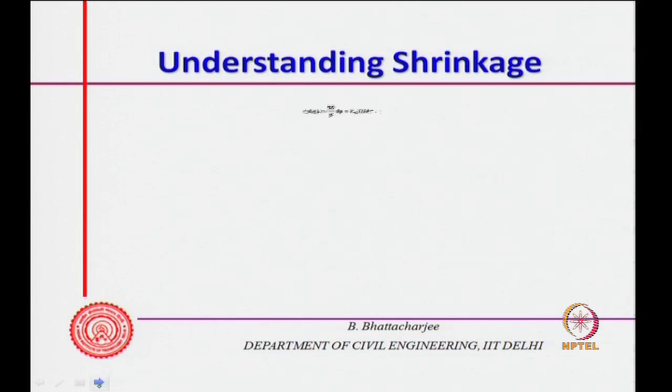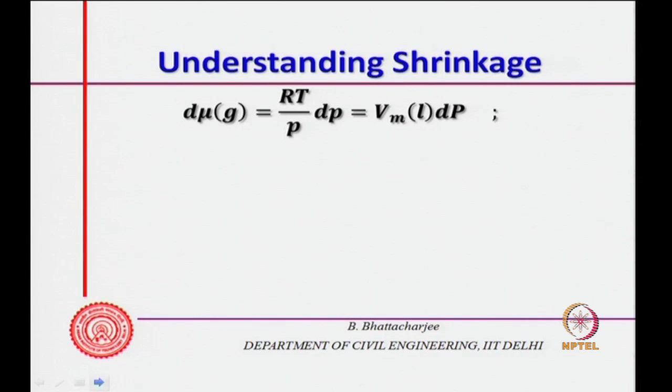Now, vapor can be thought of as an ideal gas. Therefore, V m can be written as R T by P for 1 mole. So, R T by P dP. So, d mu G can be written as R T by P dP, and that must equal V m L P. Capital P stands for the pressure that you applied to the liquid. This P is the partial vapor pressure of the vapor.